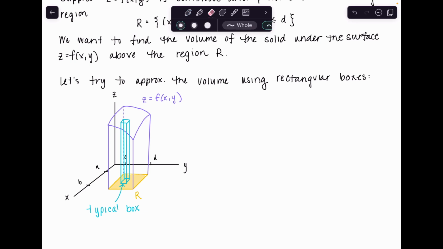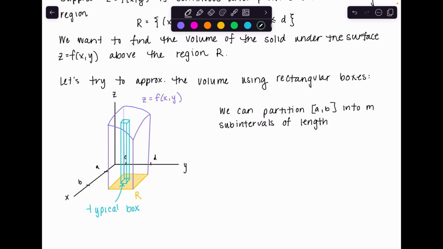So I'm going to give you the thorough process again for this, but in practice, you're not going to evaluate a limit. But what we can do is partition the interval a to b into m subintervals of equal length. Specifically, that length, remember, is delta x. The way you find the length is you take the length of the interval, which is b minus a, and divide it by the number of subintervals.